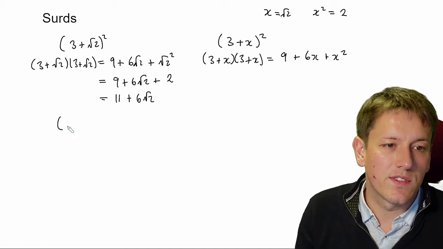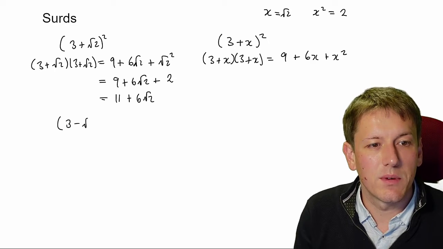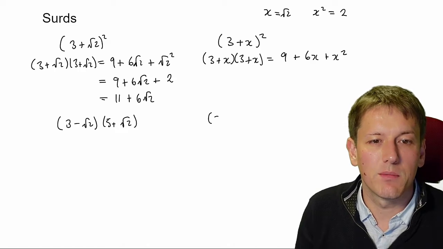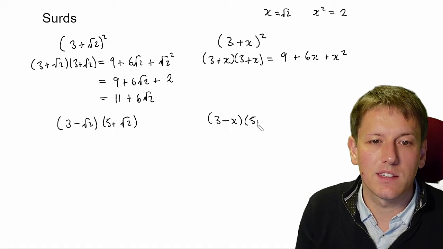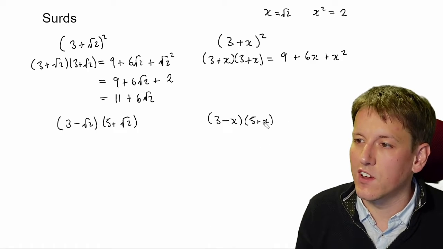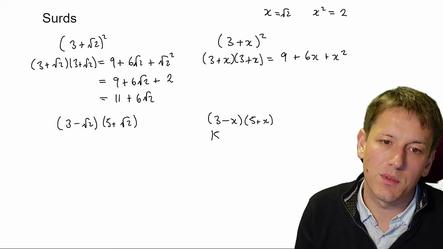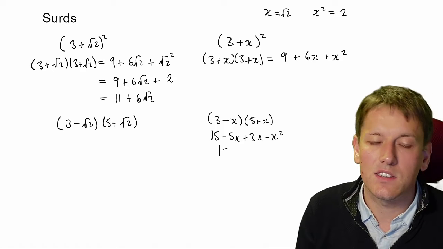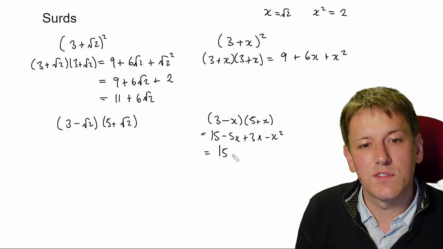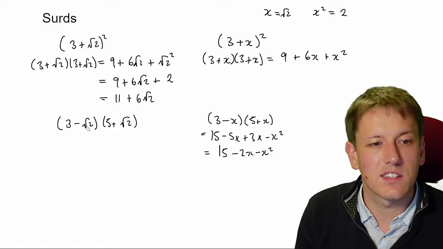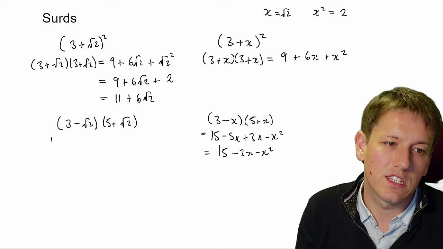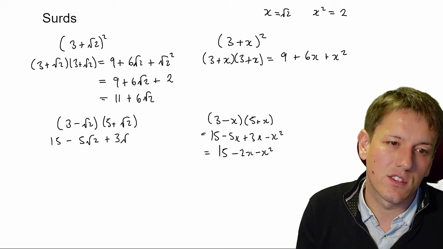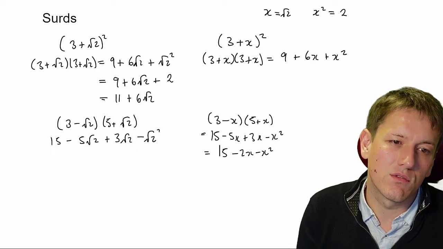So we can do this for other expressions. If I want to do (3 minus root 2) times (5 plus root 2), again, I'm going to multiply it out just like I've got (3 minus x) times (5 plus x). In this case it would be 15 minus 5x plus 3x minus x squared. That would give me 15 minus 2x minus x squared. And in this case I'm going to do 3 times 5 is 15. I've got minus 5 root 2 plus 3 root 2, and then minus root 2 squared.